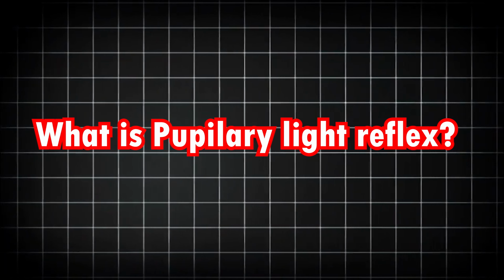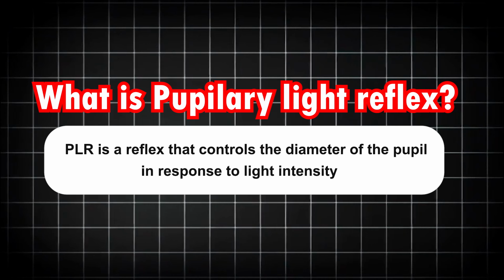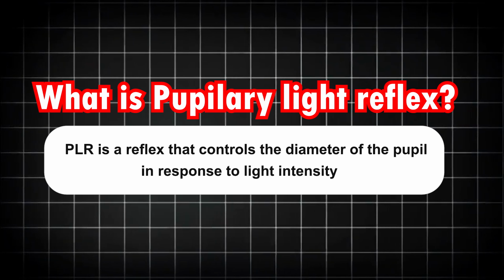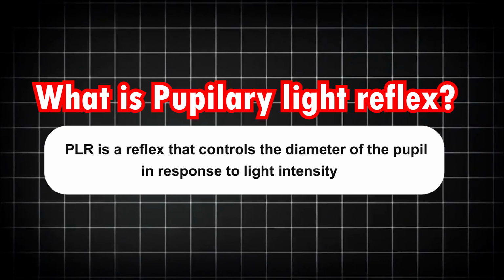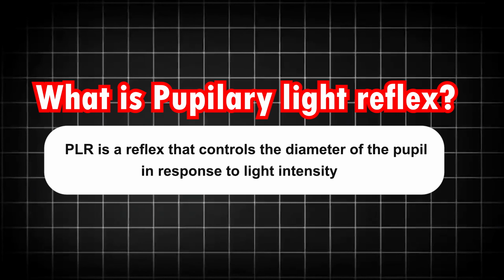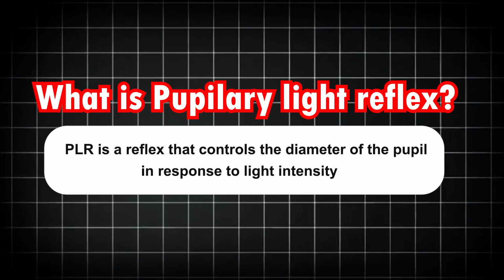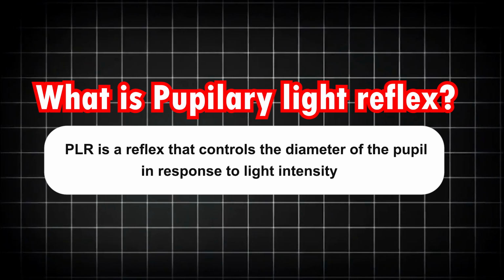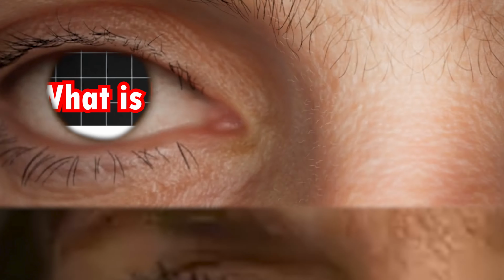What is the pupillary light reflex? It's a reflex that constricts the diameter of the pupil in response to light intensity. It's like adjusting the shutter speed in a camera in response to bright light. We test for it with the swinging torchlight test.